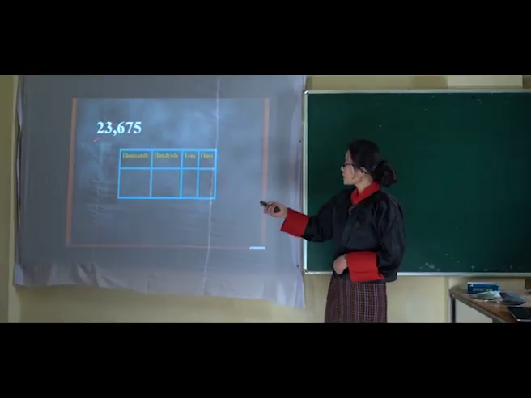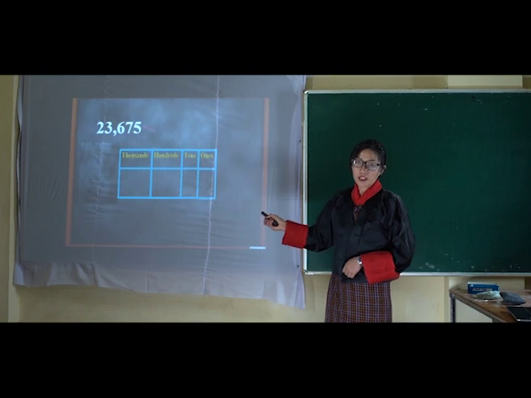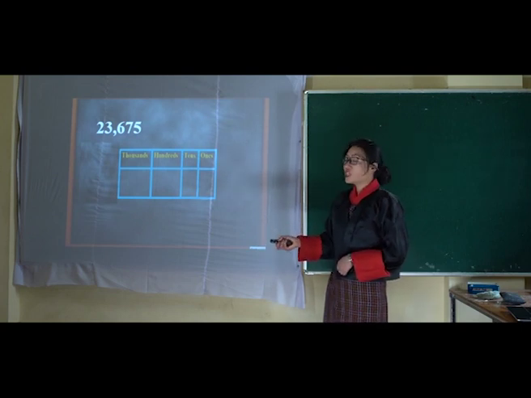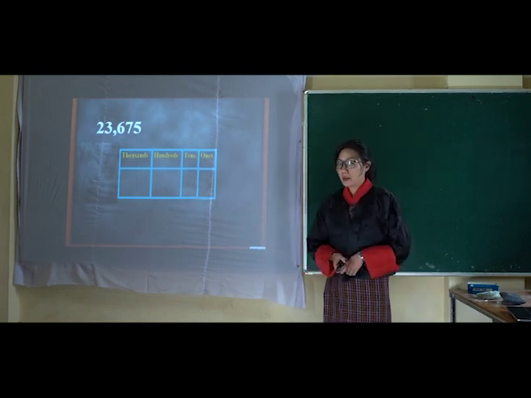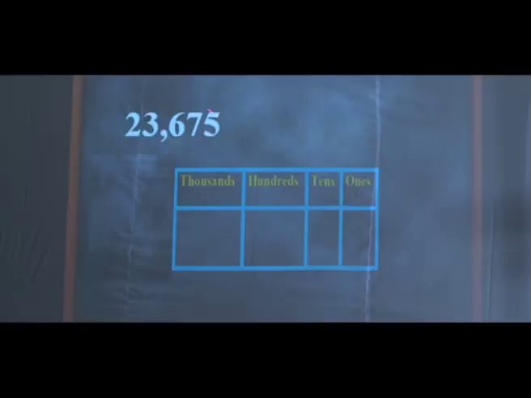Now, look at this place value chart carefully. It is the chart that we use for 4-digit numbers, right? Let's try putting these numbers here in the place value chart. We always start with the number on the right, right? So we put 5 in the ones place, 7 in the tens place, 6 in the hundreds place, and 3 in the thousands place.